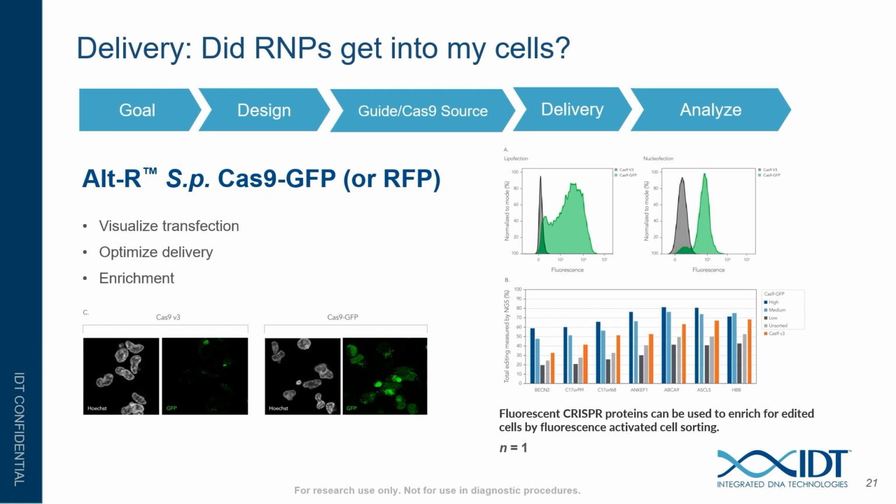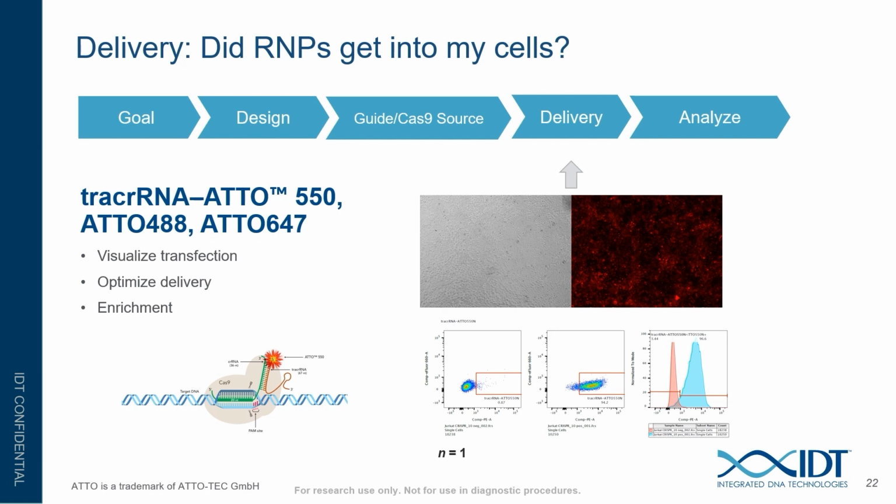Delivery is the most common bottleneck in the CRISPR experiment, and having the ability to visualize and track the RNPs can be a great way to check that they were successfully transfected. IDT offers fluorescently labeled Cas9 proteins, which can be used for enrichment of successfully transfected cells. Additionally, IDT offers the fluorophore-labeled tracer RNA. This can be used to visualize the RNPs under the microscope, as shown on the upper right panel, or used for cell sorting applications, either for enrichment of the transfected cells or for optimizing delivery.